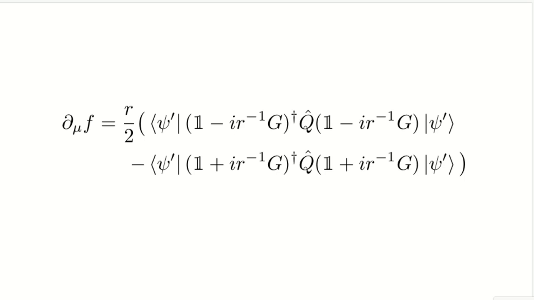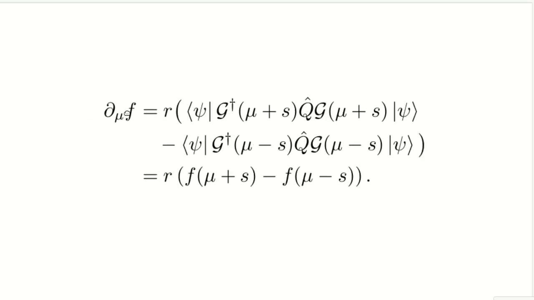So finally, this partial derivative of f is equal to this g dagger of mu plus s. Mu was basically coming from psi dash and s is your pi by 4r. And in general it can be written as some parameter shift of this parameter value mu. So what we notice is the partial derivative of any function is equal to r times the difference of f of mu plus s and f of mu minus s.